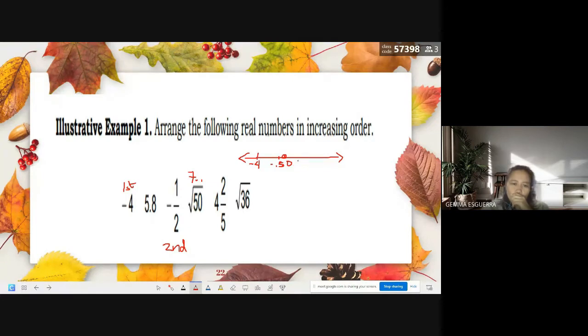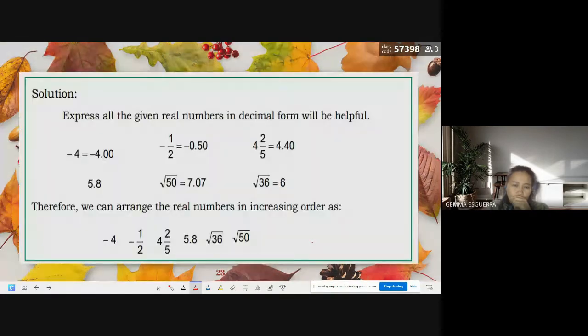So, this is 0. So, anong susunod? It should be, this will be the third, 4 and 2/5. And the fourth will be 5.8. And the 6 is square root of 36. And this will be the 7th. Okay? Tingnan natin. So, -4 is -4.00. So, -1/2 is -0.5. Therefore, we can answer in increasing order.